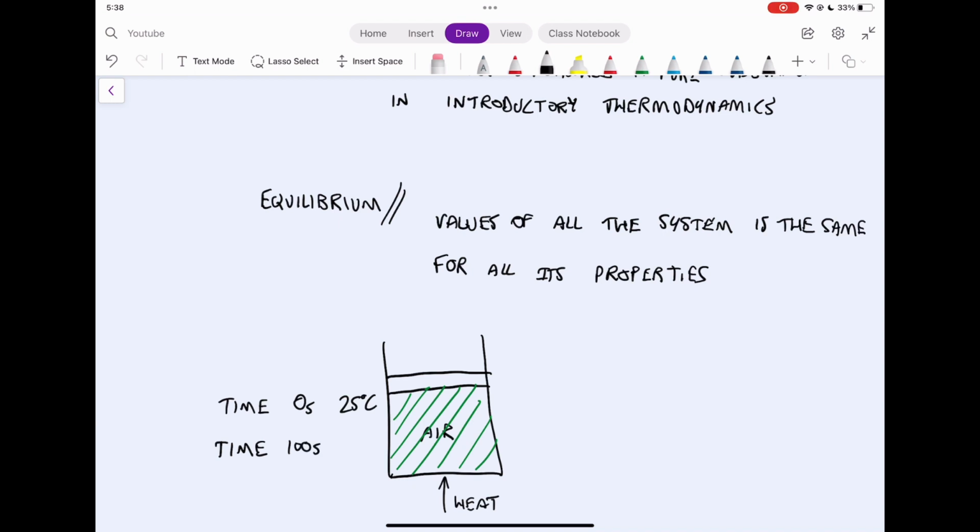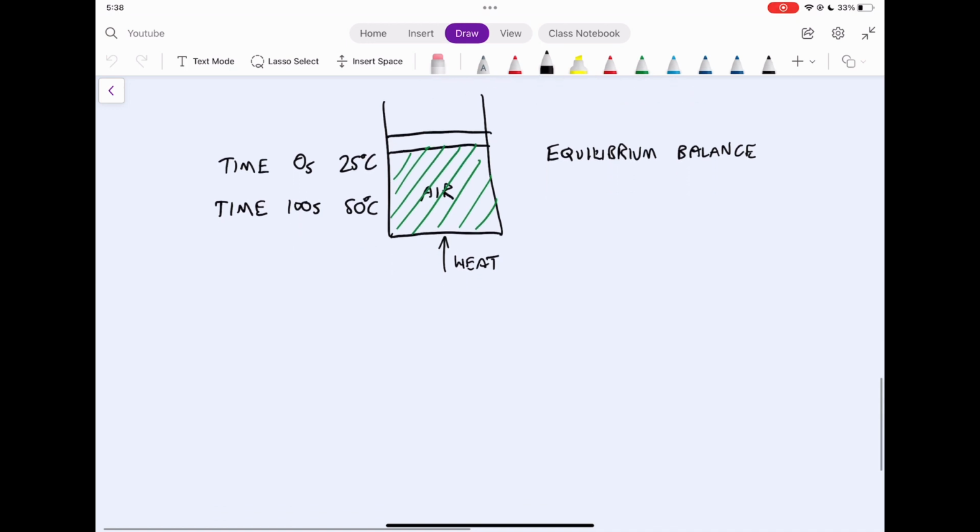We call this state equilibrium because everything is at 25 degrees. Now, after 100 seconds, we add some heat. We know that in real life we probably won't have equilibrium. We probably won't have the same temperature at the bottom as at the top of the container. However, to make our analysis easier, we assume that the air transports all the heat perfectly around, and we have the same temperature all around.